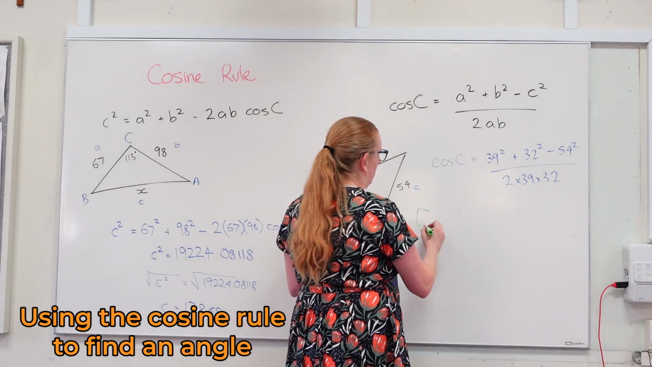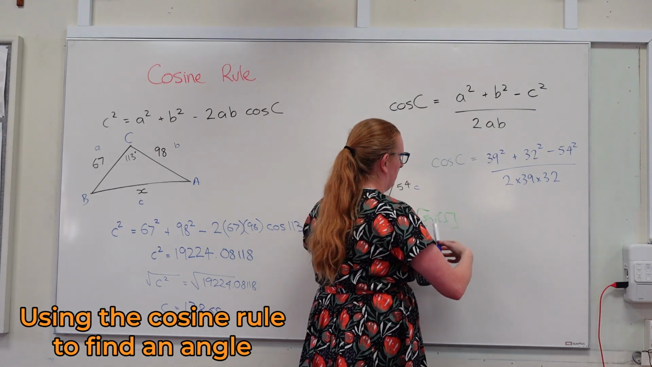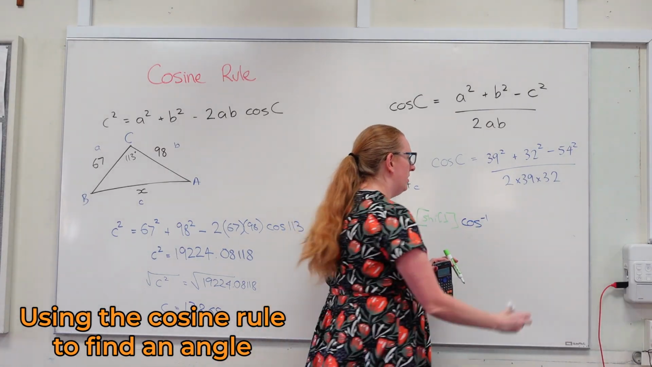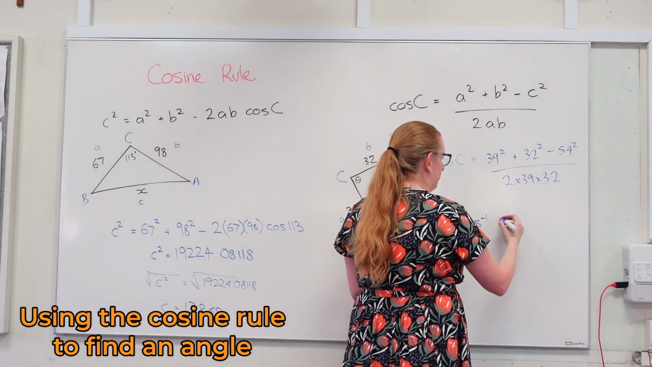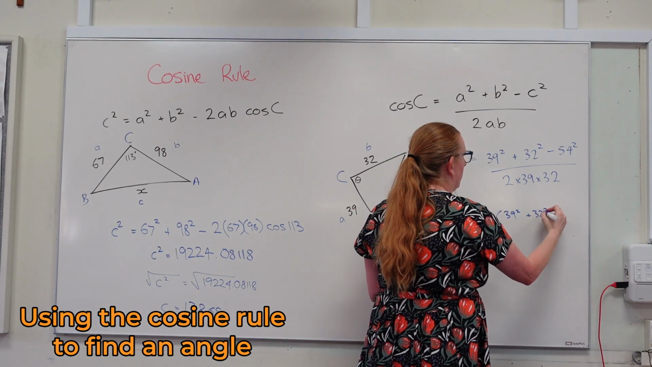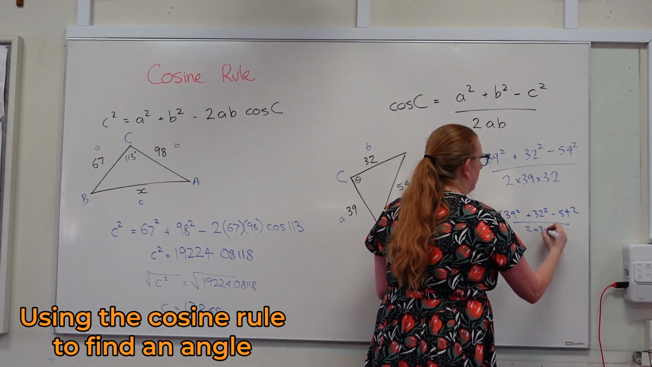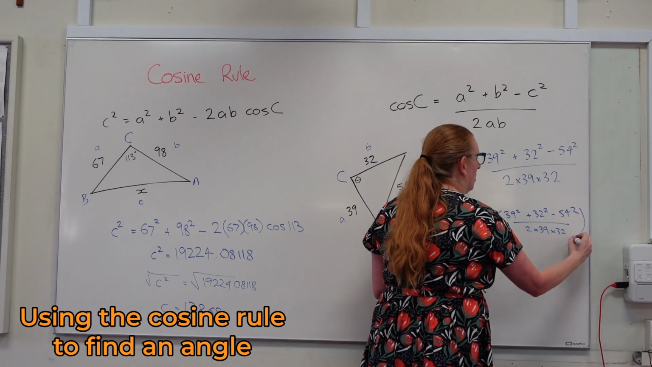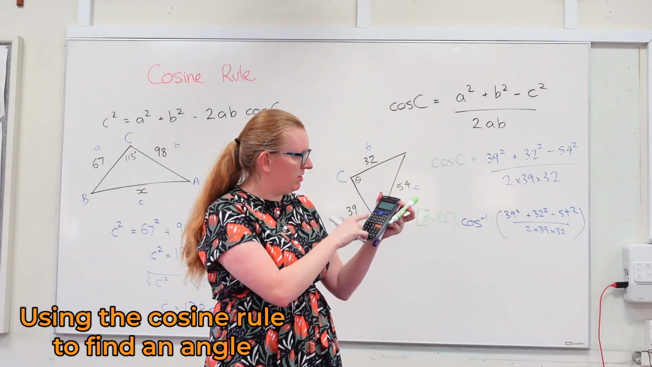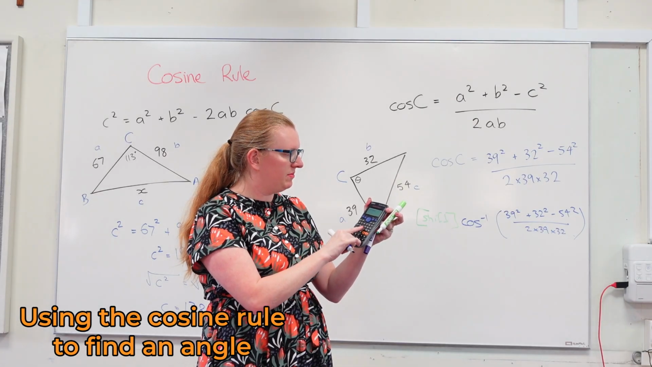We click Shift, then cos, and it'll give us a little -1. Then we're going to type in all this: 39 squared plus 32 squared minus 54 squared over 2 times 39 times 32. Or you can just click answer on your calculator. So shift, cos, answer, because I already typed it in previously.